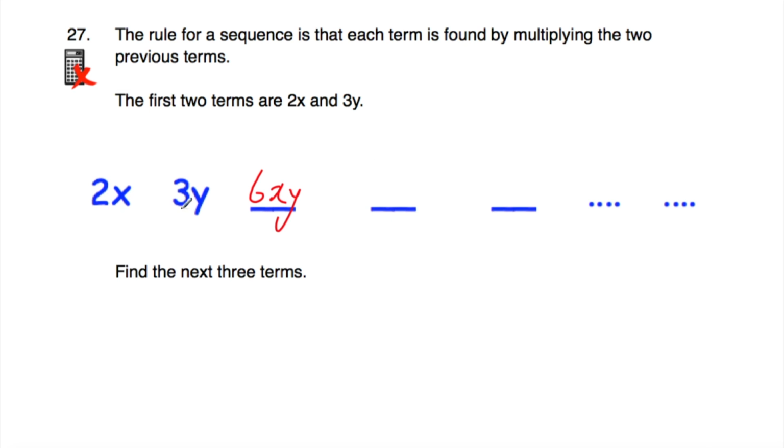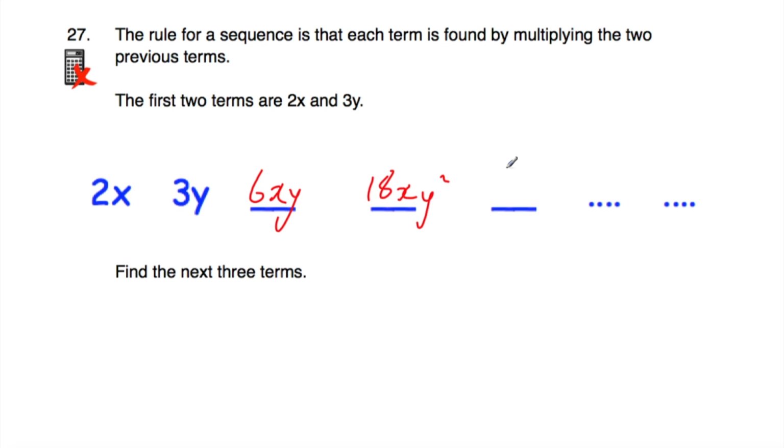Now to find the next term, we're going to multiply these two terms together. So we're going to do 3y times 6xy. Let's multiply the numbers at the front. 3 times 6, that's 18. And then let's deal with the x's. We've just got x, and then we've got y times y, that's y squared. So 3y times 6xy would be 18xy squared.